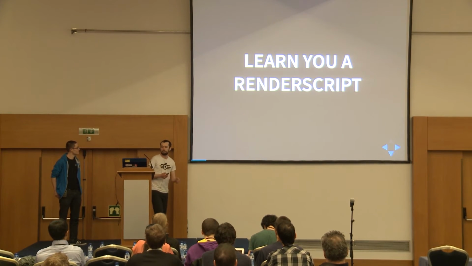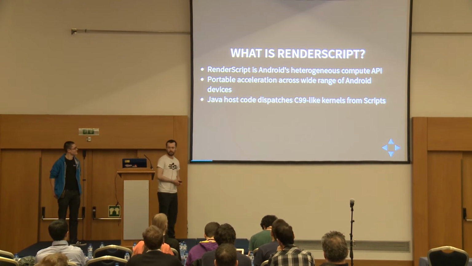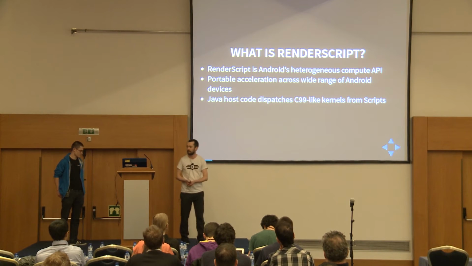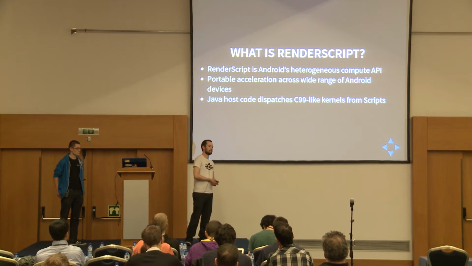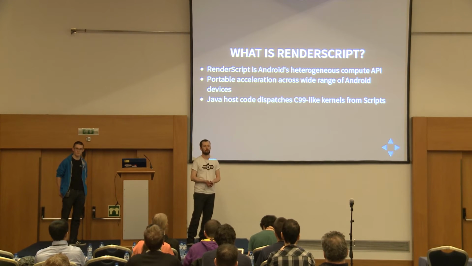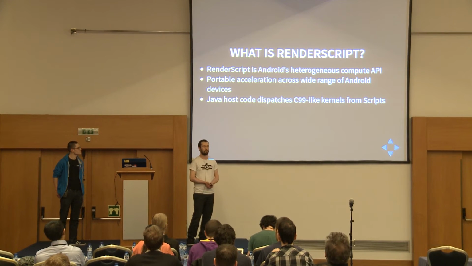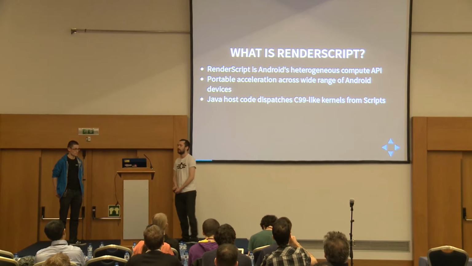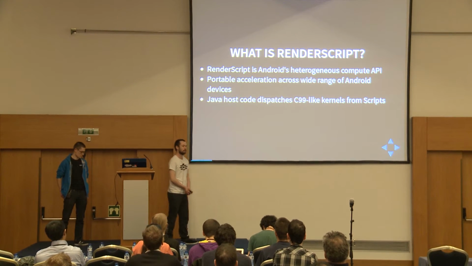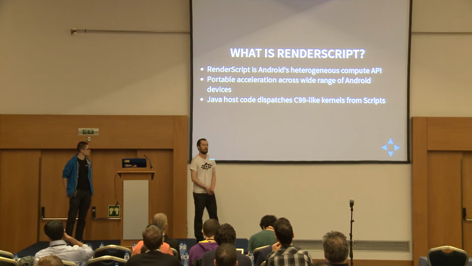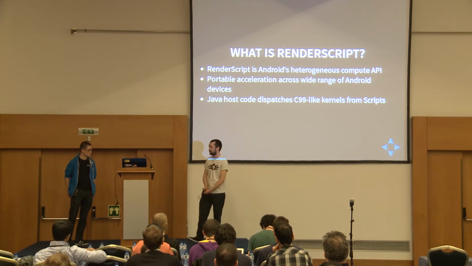So let's talk about RenderScript. As mentioned, it's Android's heterogeneous compute API. And as with many of these languages designed to run on accelerated targets, the primary method of exposing this to the programmer is through a kernel. RenderScript itself uses an extended form of C99 to define these kernels, and they live in RenderScript files which have the suffix .rs.